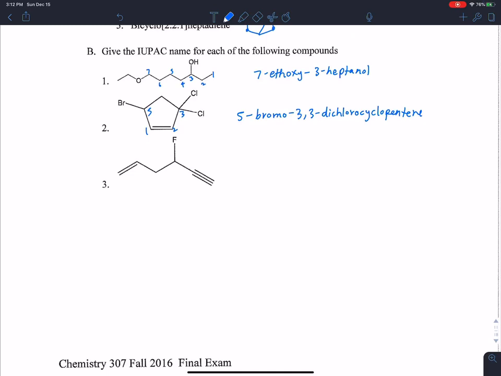Between a double bond and a triple bond, the double bond takes priority. So this has to get 1, 2, 3, 4, 5. So I have a 4-fluoro. And then you can name this multiple ways, but I'm going to do it the way I like it here. So I go hex-5-yn-2-ene. I like it this way. You do it whichever way you like it.